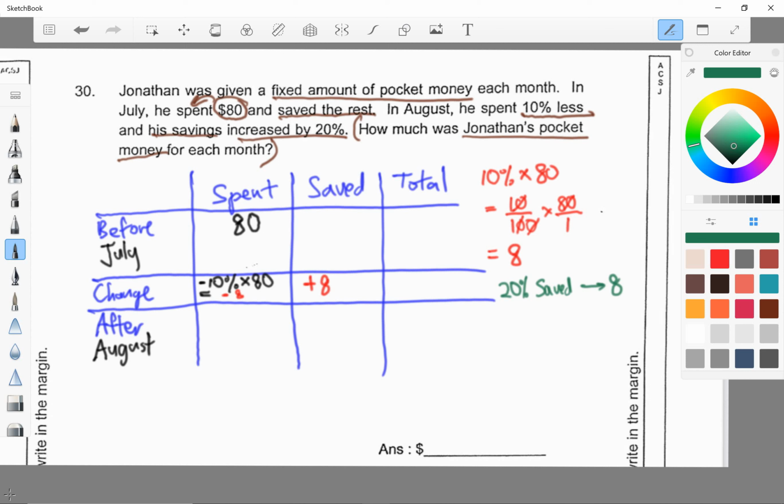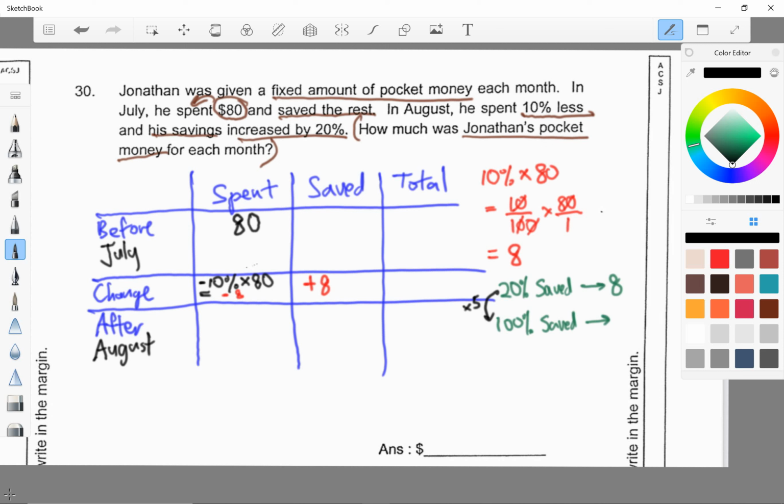And I'm very interested to find out what is the 100% saved. I have to find that out in order to get his allowance each month. So 100% saved, very easy. From 20% to 100%, I have to multiply by 5.